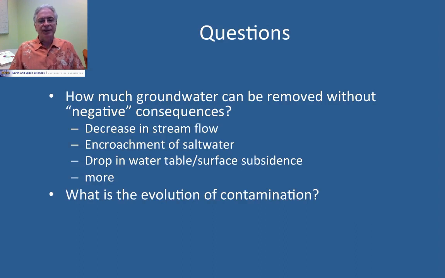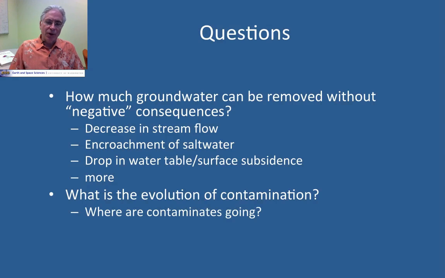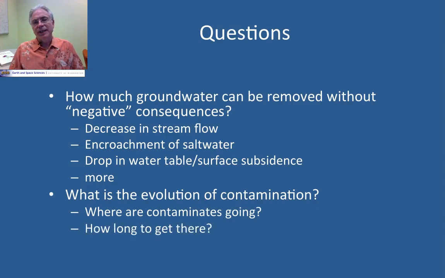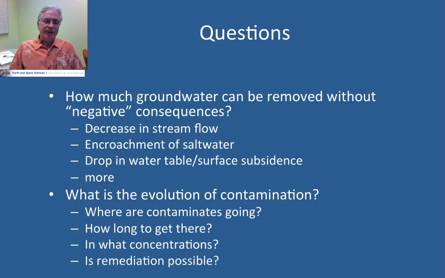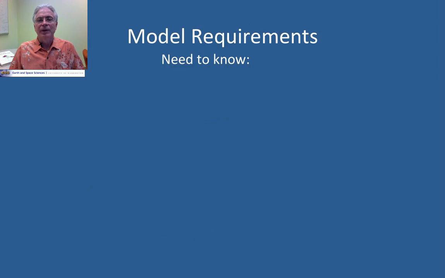Also, there are questions of evolution of contamination. Where are contaminants going? How long does it take contaminants to get from a source to a location where it has impact? And once it arrives, what are the concentrations of contaminants? And finally, can we remediate and remove the negative consequences of contamination?